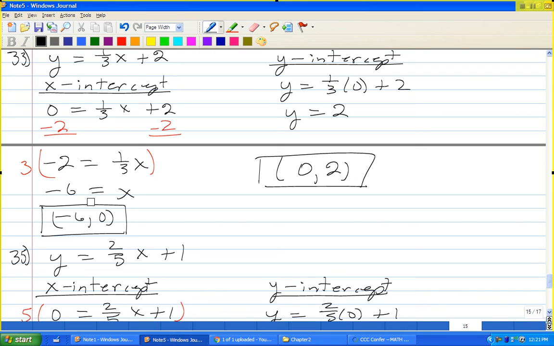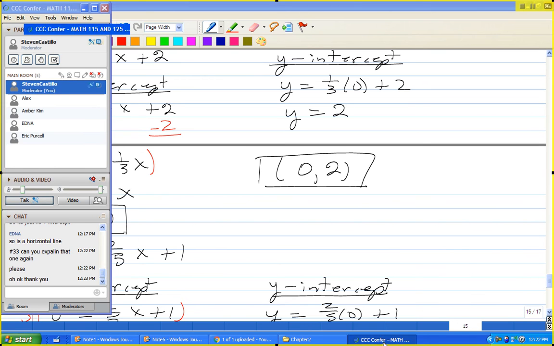To find the y-intercept, you set x equal to 0. So 1/3 times 0 plus 2. 0 plus 2 is 2, so y equals 2. So that's your other, the y-intercept. Any questions about that? Okay.